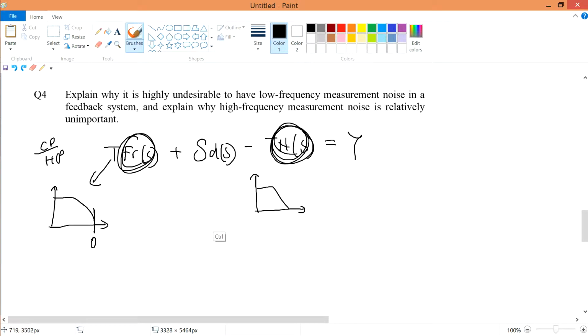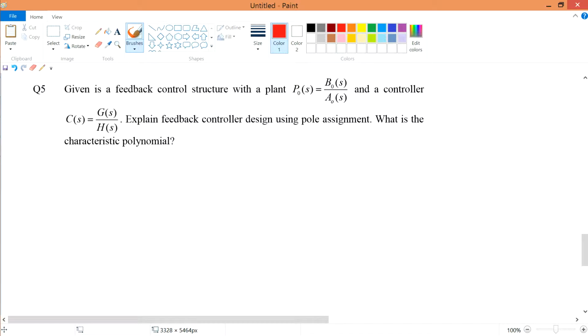So therefore we often want our system to have a mixture of the T and the S, such that you operate in the crossover region over here, such that everything is pretty safe. Alright, next question, which is the last question.